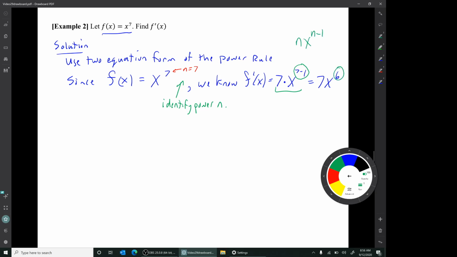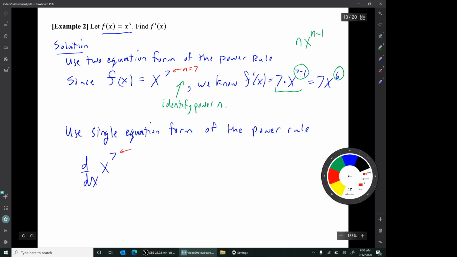That may sound needlessly finicky, but it's a bit of basic arithmetic that is going to be important in some problems to separate your steps into small, simple steps so that the arithmetic is as simple as possible. Now let's do the same thing using the single equation form of the power rule. Using the single equation form, the answer comes out to be the same. It just all happens on one big equation.